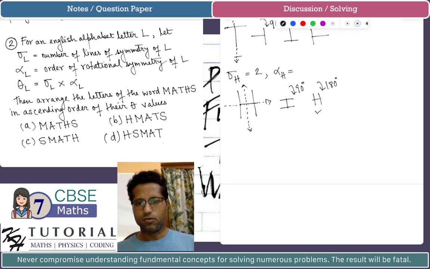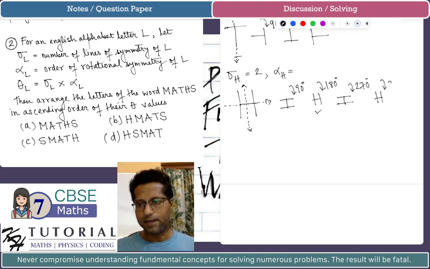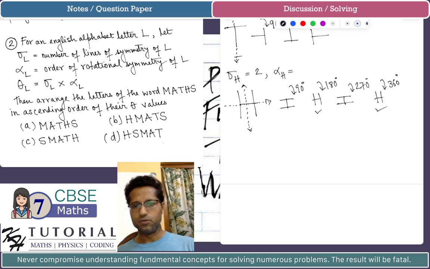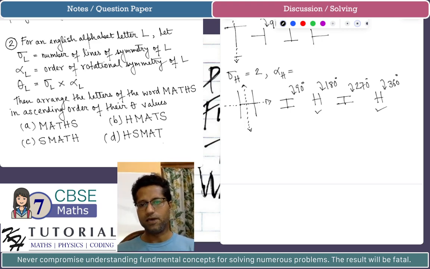And what about if we rotate the letter H clockwise 270 degrees? It will look like this, which is also not looking identical as the letter H. And then again, if you rotate by 360 degrees from its original position, it will look identical. So at the angles of 180 degrees and 360 degrees, the letter H is looking identical to its original position at 0 degrees. So the alpha H, that is the order of rotational symmetry of letter H, is 2.